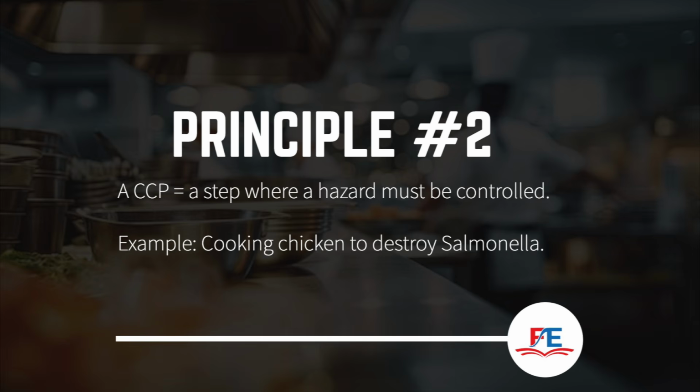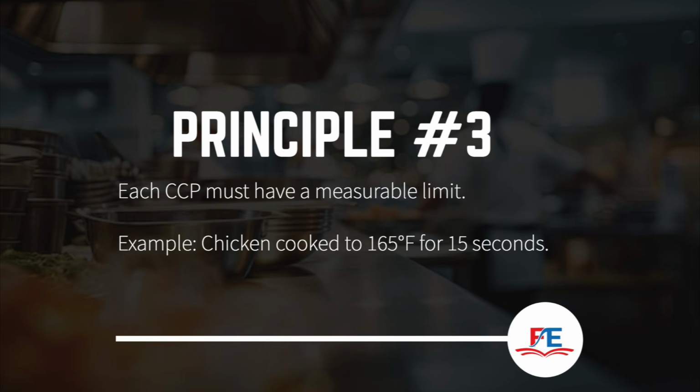Principle number 2, we have to identify critical control points, or CCPs. These are the exact steps where a hazard must be controlled. The example here is cooking chicken to a safe internal temperature. Principle number 3, we have to establish the critical limits. At each critical control point, also known as CCP, you need a measurable standard. For chicken, that's 165 degrees Fahrenheit for 15 seconds. And if you don't hit that limit, you don't control the hazard.